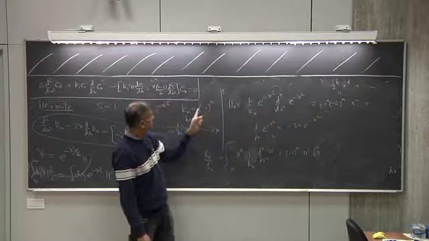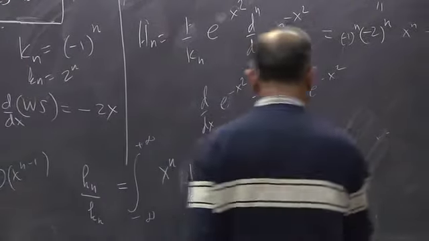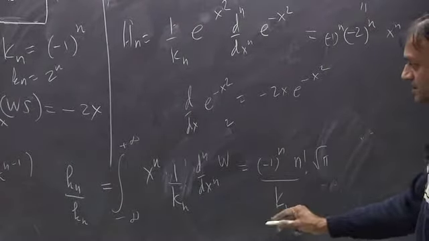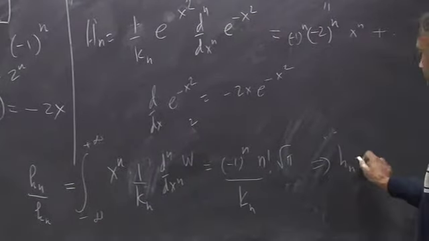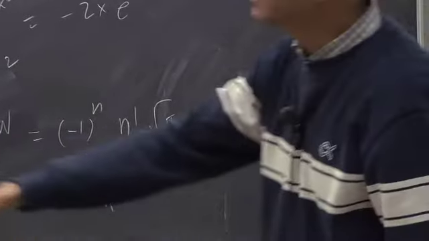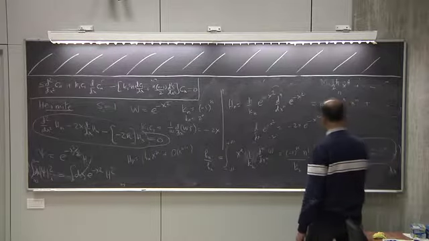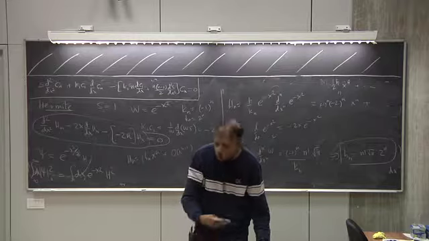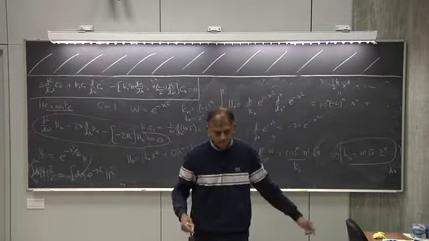So this capital Kn will kill this minus 1 to the n. Okay. So this is over capital Kn. So that minus 1 to the n cancels, and you are just left with Hn equal to factorial n root pi times Kn, which is 2 to the n. Okay. So this way you can compute. Once you have the explicit form of the Rodrigues, you can compute all these numbers.